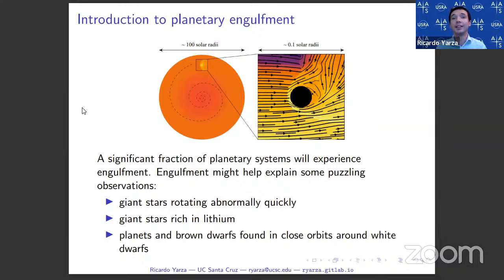And in the planet case, if you have a massive enough planet or brown dwarf, you can stir up the star enough that its outer layers will be ejected. And you end up with a planet or brown dwarf orbiting what's left at the center. And this might help explain observations of these objects, planets and brown dwarfs, around white dwarfs.